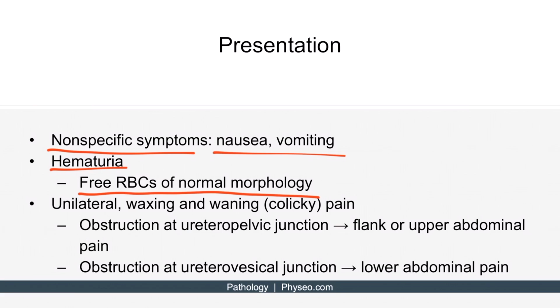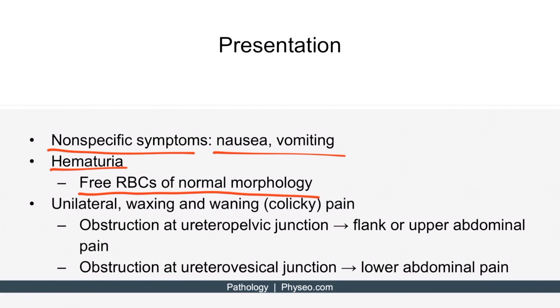Now, the term free RBCs means that individual red blood cells can be seen on microscopic analysis. But what is meant by free? Well, free RBCs just means intact, round RBCs that are individual and not clumped together. If they are clumped together, that would make you think of destruction of the red blood cells and would point you towards another pathology, for example, nephritis.